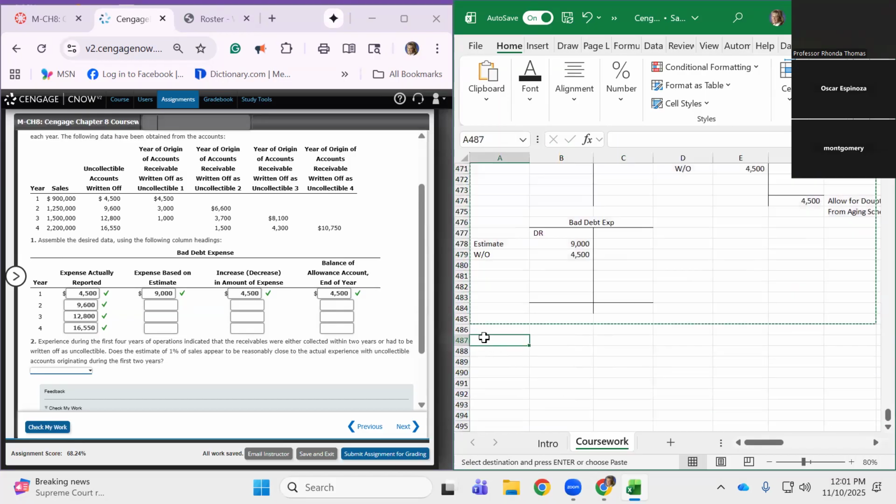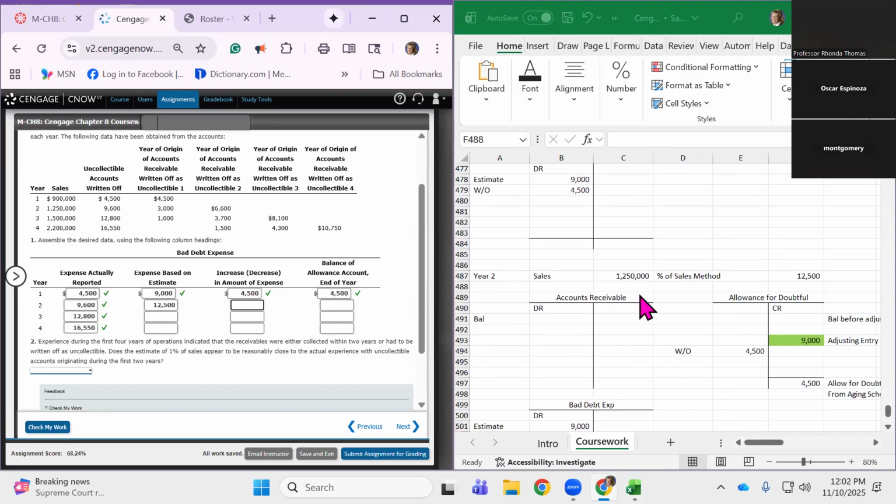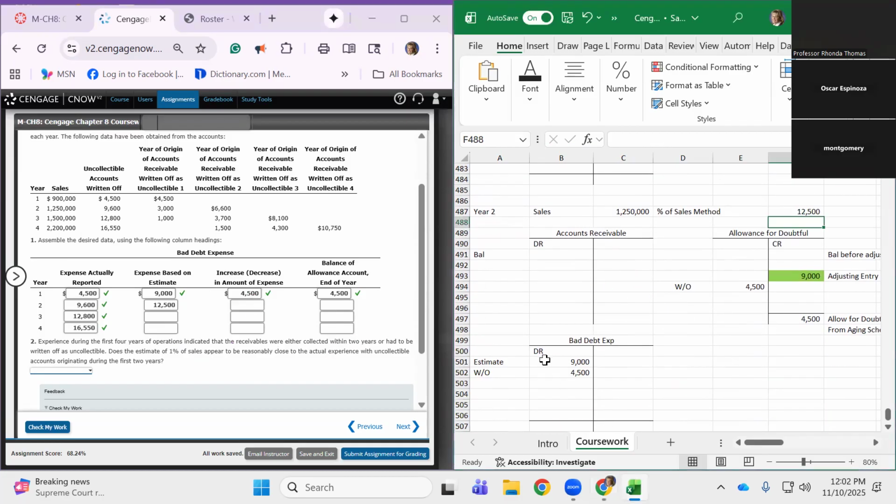Let me do a new one now for year 2. Now we've got to change the sales. The sales for year 2, 1,250,000. We want 1% of that calculated here. 1% of sales, so $12,500 is how much the estimate would be. Okay, what's the difference between those two numbers? The difference between the two.